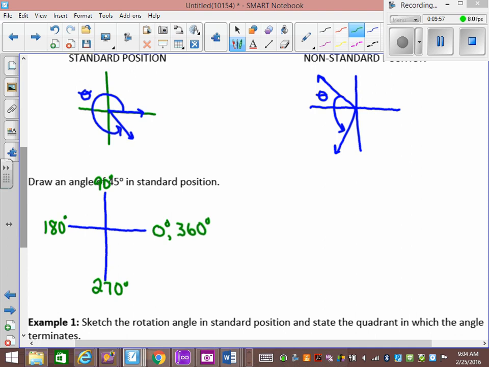So 45 falls between which two numbers? 0 and 90. And 45 is what? In the middle. So what you can do is just draw it in the middle. And then I have my initial arm starting here. And this would be 45 degrees. Now I don't write theta, I write 45 degrees because that's what it is. Theta you write when it's just representing an angle. But when you know what the actual angle is, you write that number there instead.